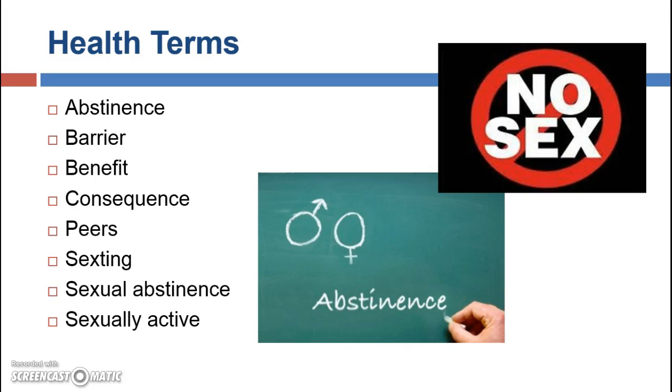All right, there are your health terms right there. Abstinence, barrier, benefit, consequence, peers, sexting, sexual abstinence, and sexually active. All right, and we should know these terms. If you have a question, just let me know, and I'll define them for you.